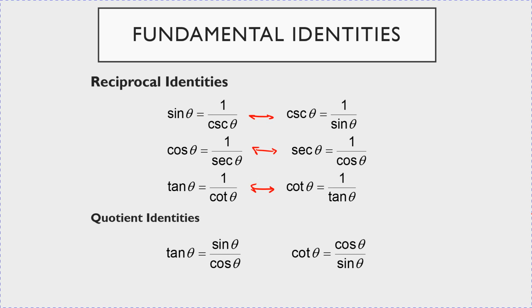Next, we have what's called the quotient identities. Okay? And it turns out that tangent of theta is equal to sine of theta divided by cosine of theta. And then since cotangent is the reciprocal of tangent, cotangent of theta is equal to cosine divided by sine of theta. All right. It really would behoove you to memorize these as you go through, especially if you're going to continue on and take calculus. Like, these reciprocal and quotient identities are incredibly important.